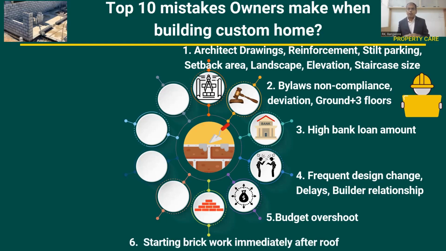Then, starting brickwork immediately after the roof. See, we put columns and one floor roof, and the car parking is ready. Then when we start the first floor, people start putting the bricks immediately after the roof. It is not supposed to be done. Generally, if we complete every RCC work, the steel work, column and beam work, and then do the brickwork, it saves a lot of time. So we don't need to do every floor's brickwork and then go to the next floor.